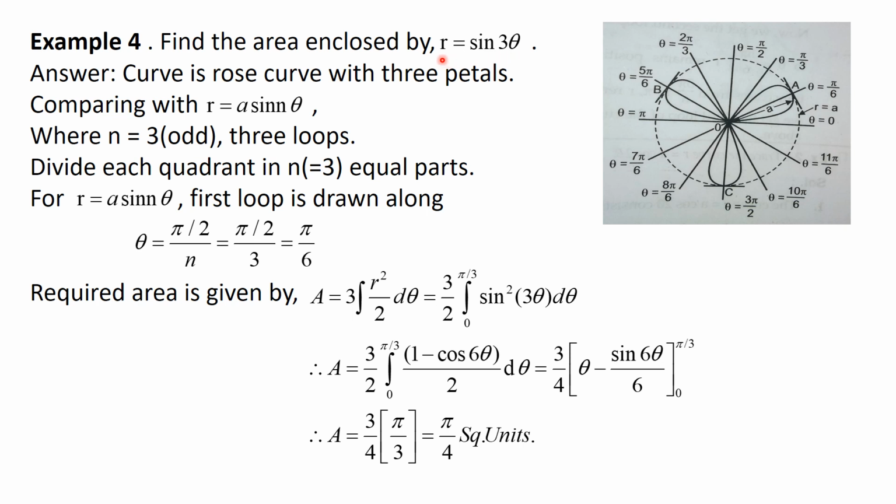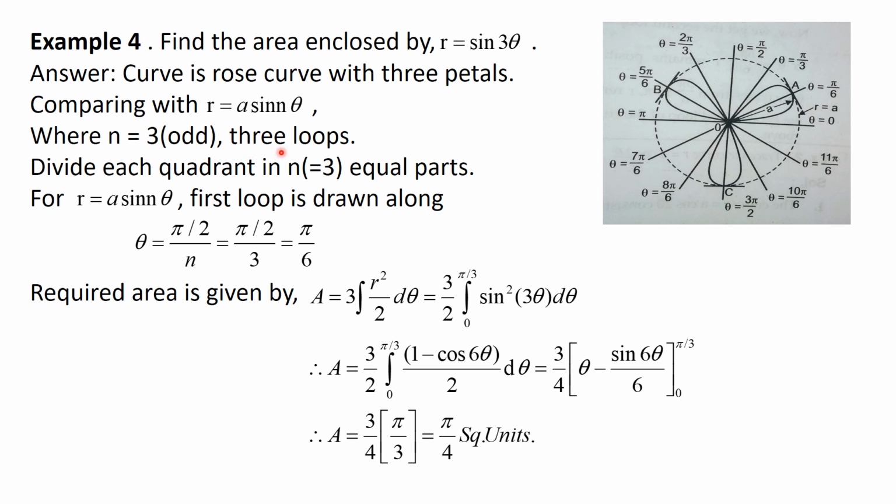So first we try to see what this Rose curve is, and then we try to minimize our calculation. So r equal to sin 3 theta, comparing the result with r equal to a sin n theta, the value of n is equal to 3.